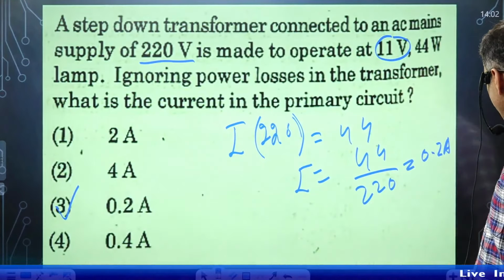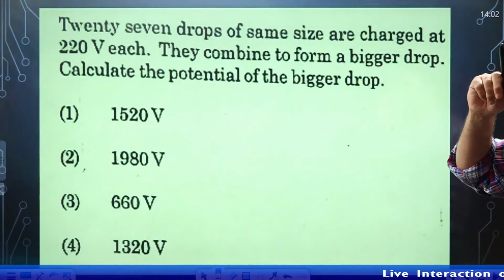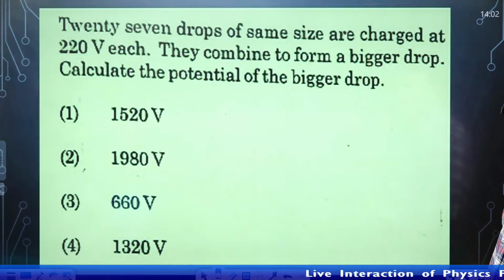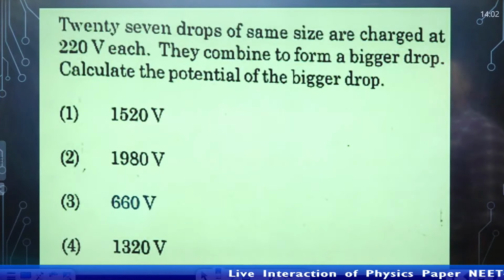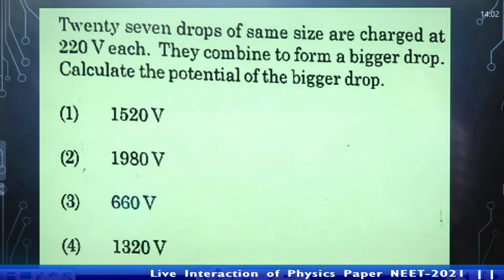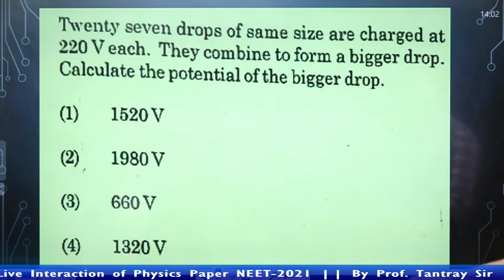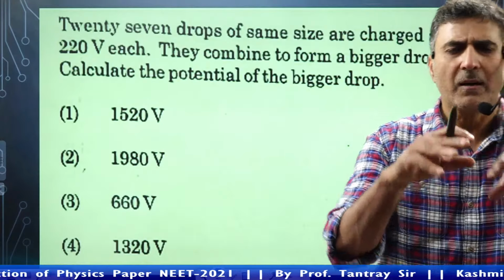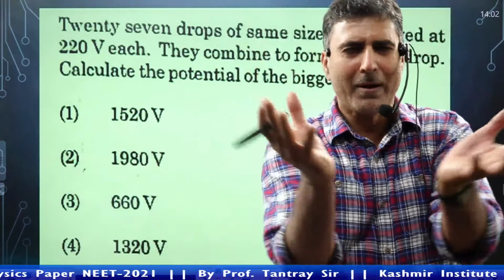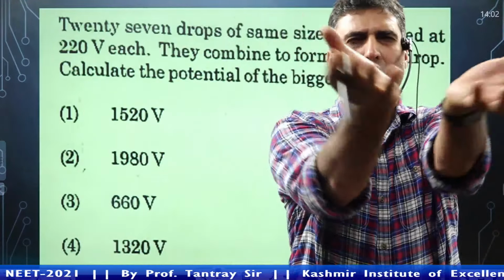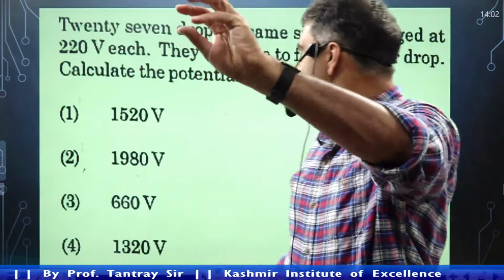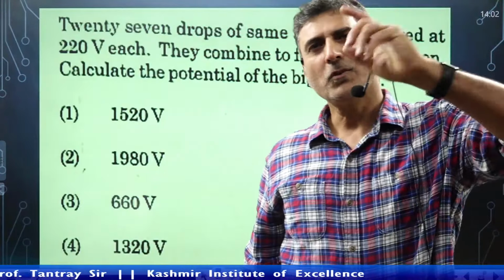Okay, now let me go to the next one. 27 drops of same size are charged at 220 volt each. They combine to form a bigger drop. Calculate the potential of the bigger drop. We have little drops, so you combine them to form a bigger drop. We have to find the potential of the bigger drop. Potential of the little drops we know, yes, 220. So how to do it?